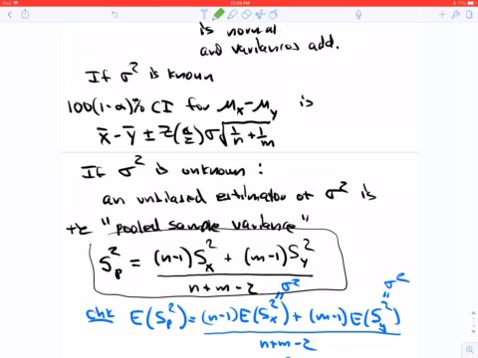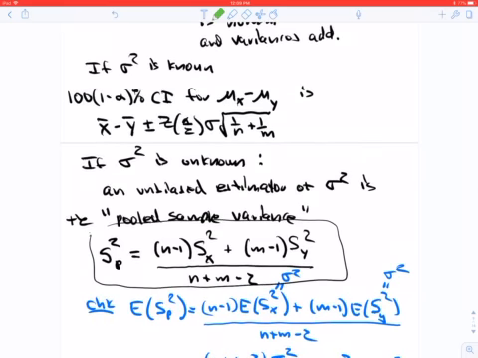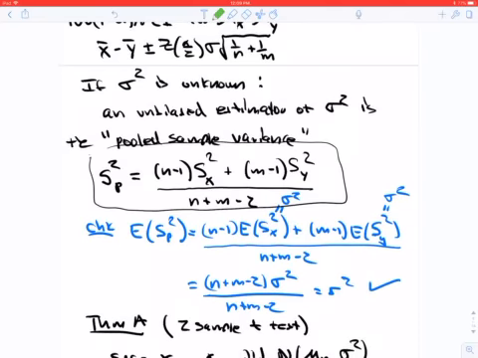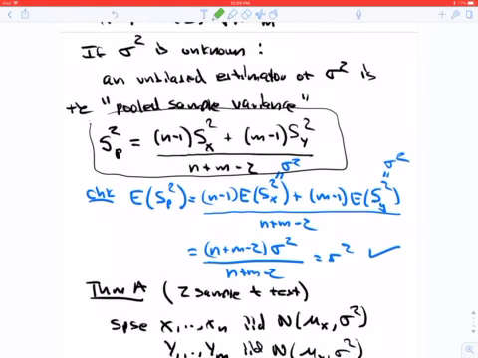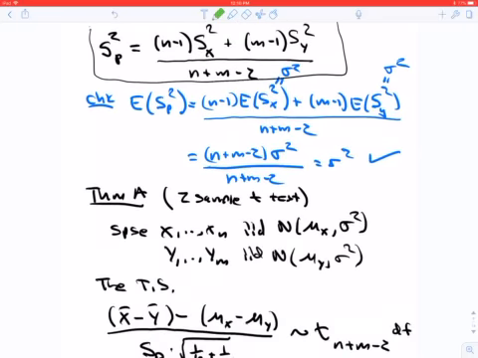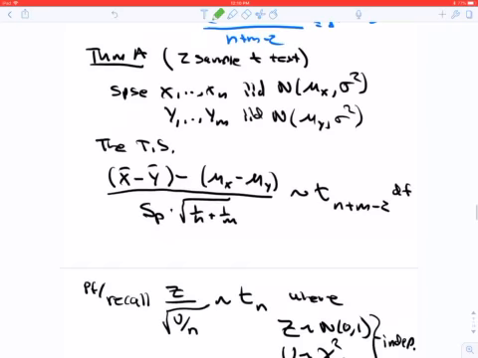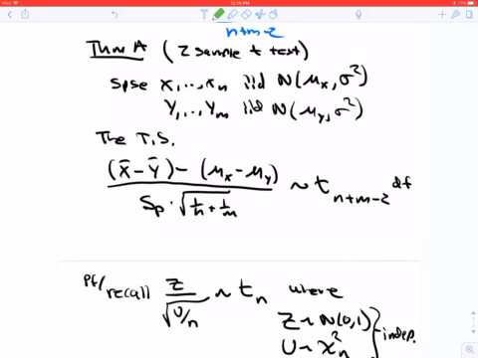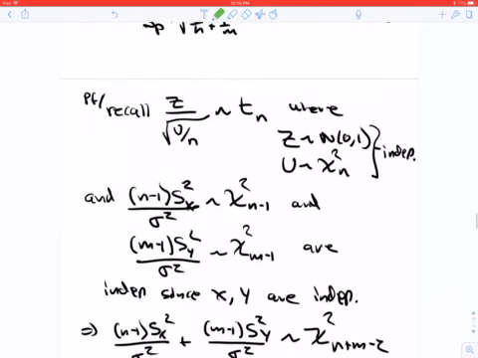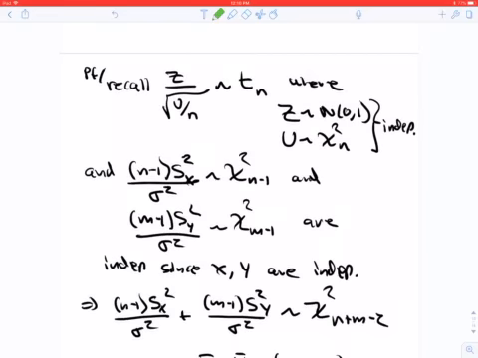So now, if sigma squared is known, then we can write out a confidence interval, no problem. If sigma squared is unknown, we have to do a little bit more work and use what's called a pooled sample variance. I had you guys check that this is unbiased. And then we pulled out this theorem which says that this test statistic is a t-distribution, and we actually proved it by recalling just basic definitions of what things are.